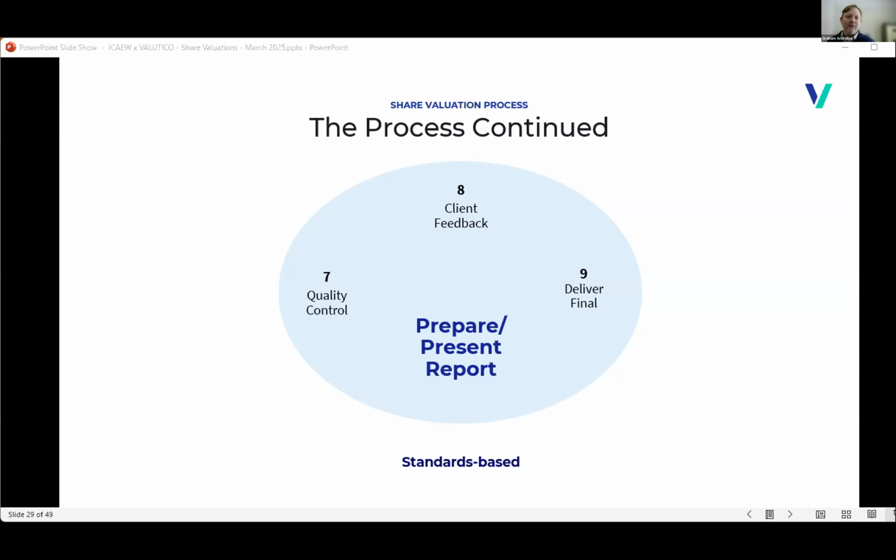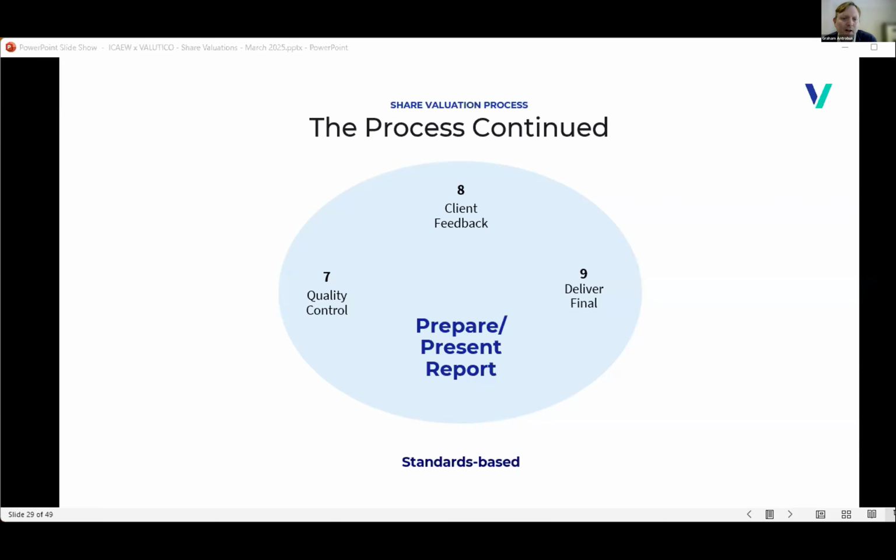And so the process continued then. So we've gone out, we've got our information, we've done our analysis, and now we're really into drafting and preparing and presenting our valuation report. So the final stage of the share valuation process will ensure that the valuation is not only accurate, but meets professional standards and also client expectations. Step 7 is all about quality control. So before finalising a valuation, we conduct a thorough review to ensure consistency, accuracy and compliance with valuation standards.